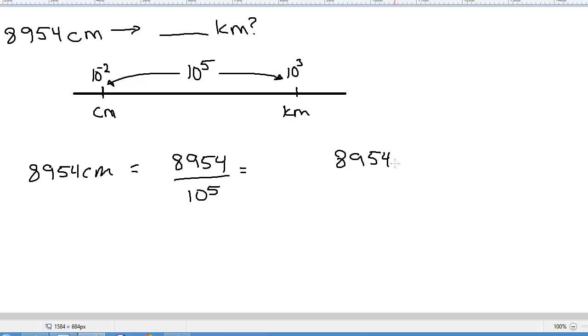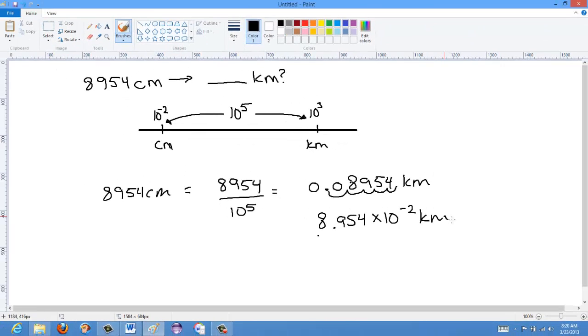8,954 divided by 10 to the 5 is going to be 1, 2, 3, 4, 5. So I just move the decimal over 5 spots, and that's what I have. So kilometers, and what I would get there is 8.954 times 10 to the negative 2 kilometers. And that's the answer for that one.